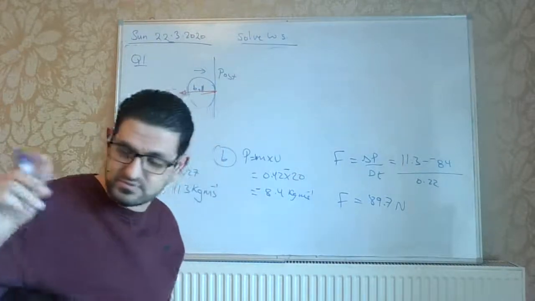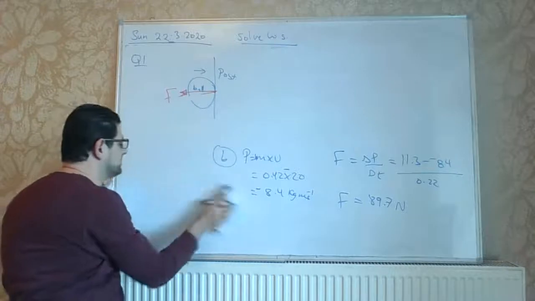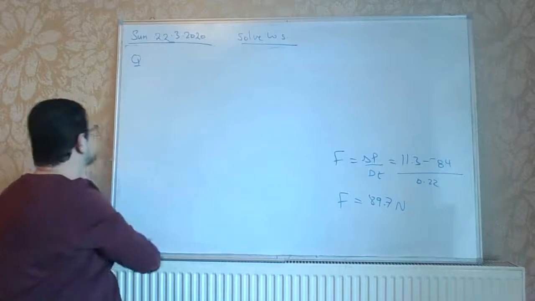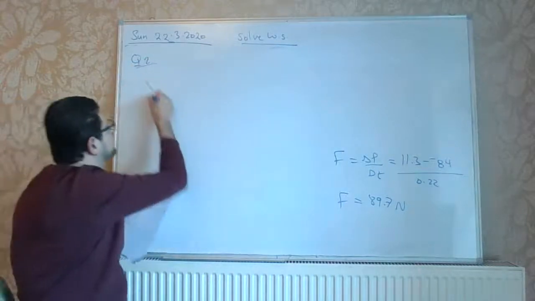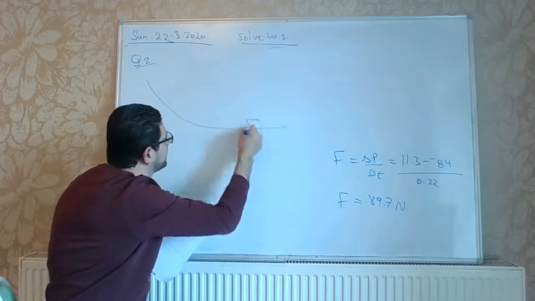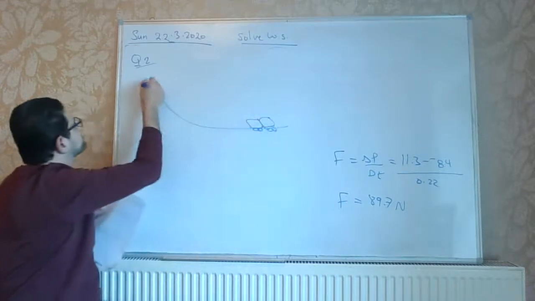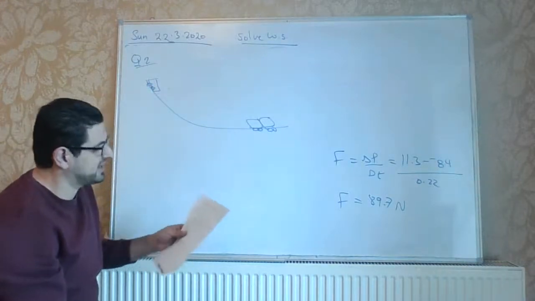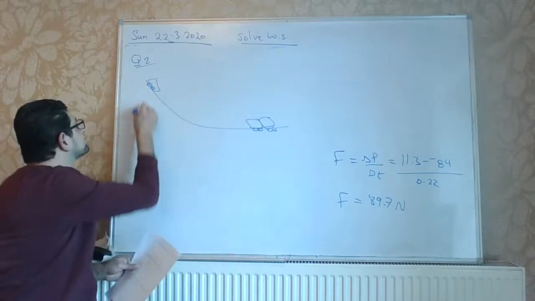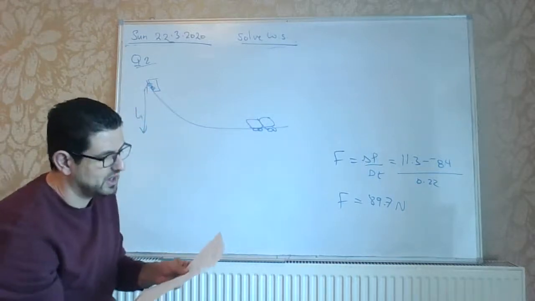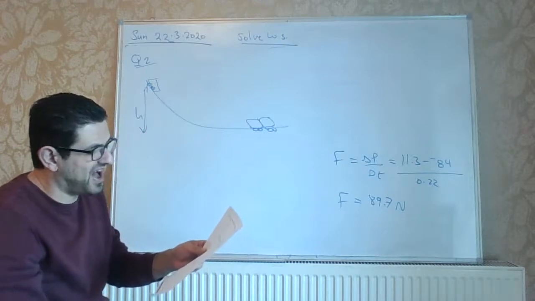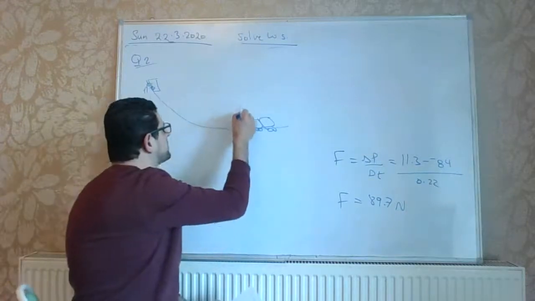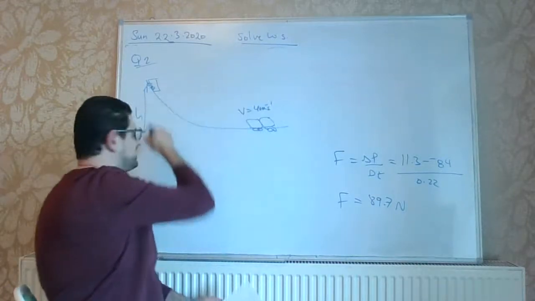Question 2. We solved something like this when we did the pendulum. This is not a pendulum but we did something similar. A toy truck of mass 80 grams is released from height h and rolls down. What would the height h have to be for the truck to reach speed here? The speed here should be 4 meters per second. What should the height be?